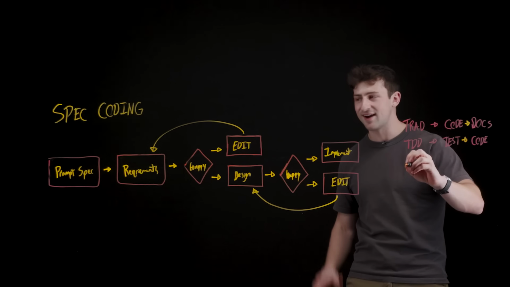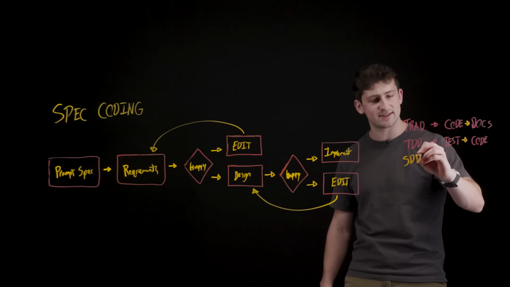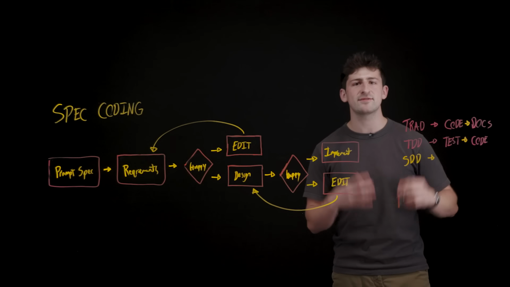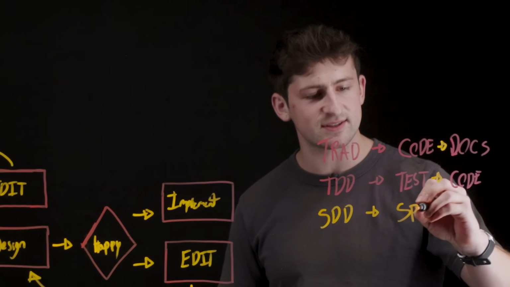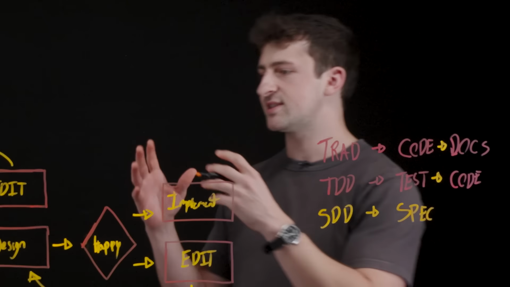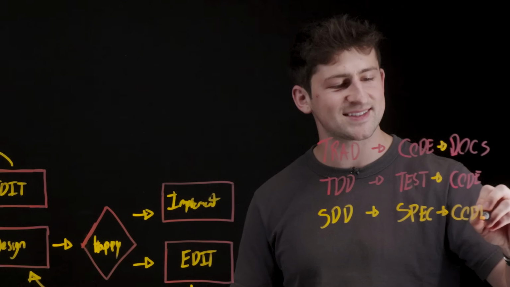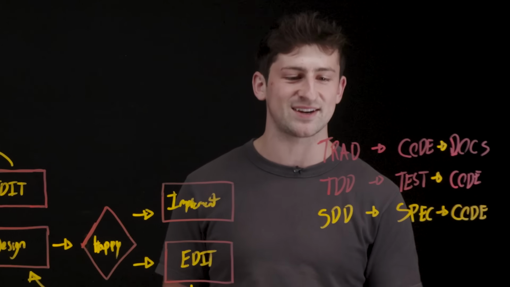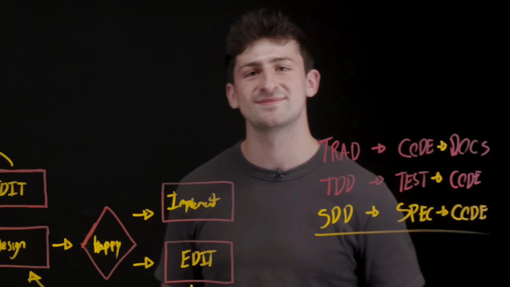And spec coding, spec-driven development, kind of turns it on its head. We go from specifications, these specs that we have here, to the design document, the requirements, and actually implementing that. And then we go to code. So it's kind of test-driven development and behavior-driven development on steroids, which is really cool. Let me give you a quick example of how this works in practice.